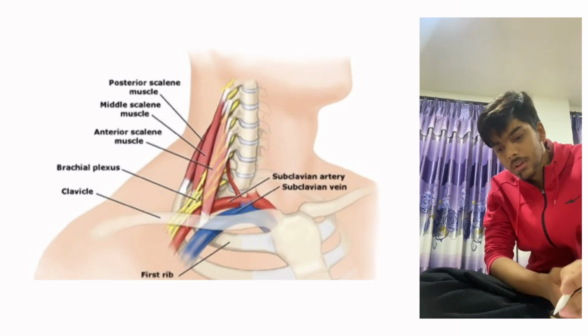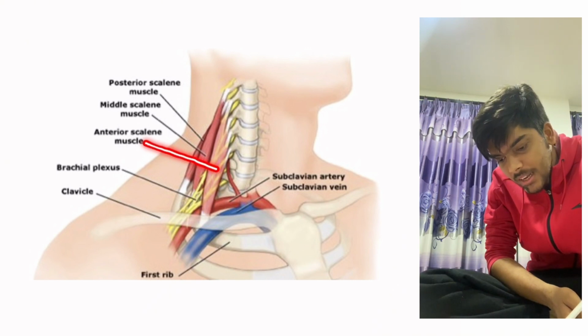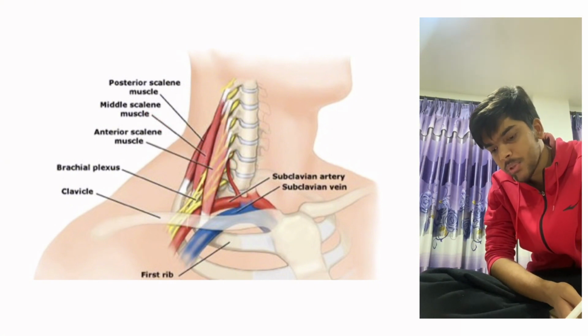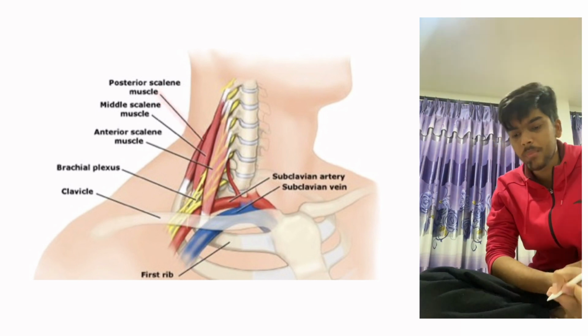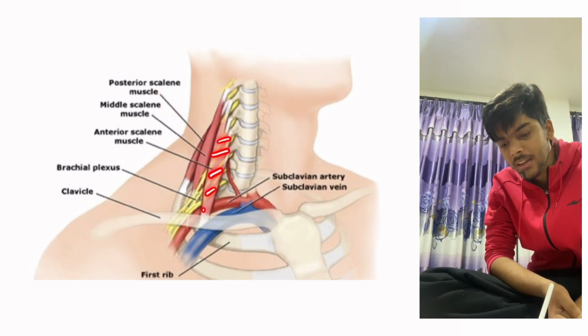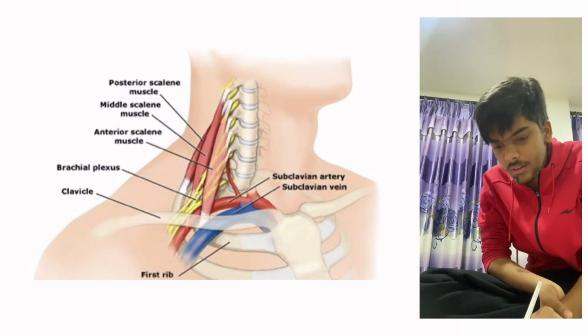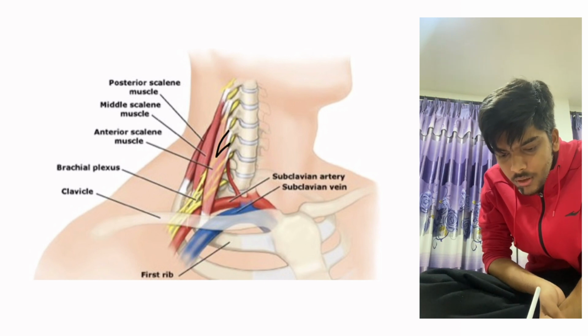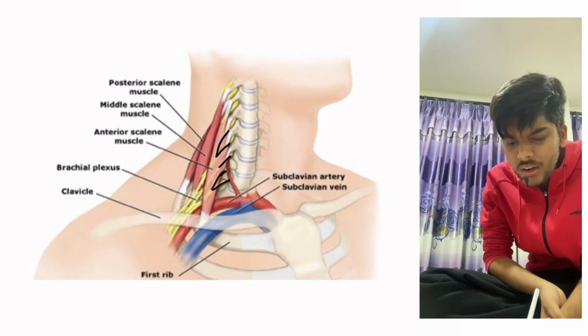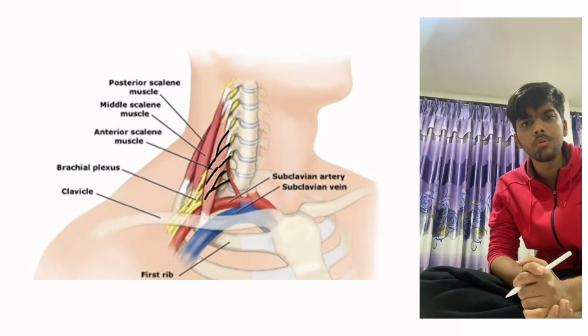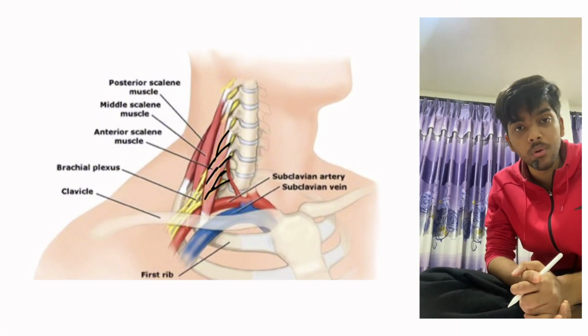So here's the anterior scalene muscle. Here's the middle scalene muscle, and posteriorly is present the posterior scalene muscle. In between the anterior scalene muscle and the middle scalene muscle is present the brachial plexus. Which parts of the brachial plexus? You can see the roots as well as some part of the trunk of brachial plexus present sandwiched between the two muscles. And what exactly are roots and trunks of brachial plexus? That's exactly what you are going to learn now.